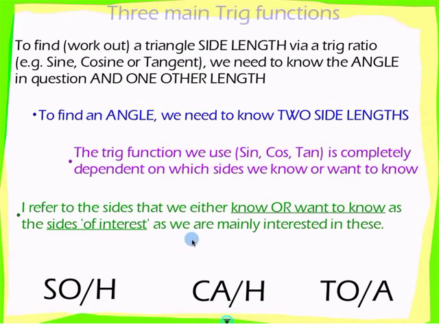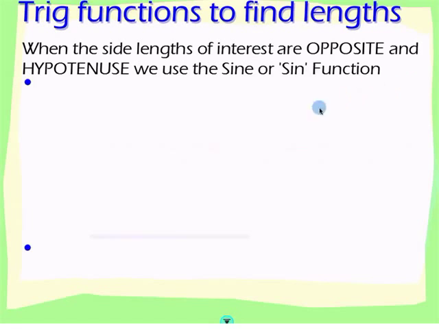And I call the sides that we want to know, or that we already know the lengths of, the sides of interest, because the other ones aren't relevant to us. Trig functions are to find lengths, or more specifically the ratio of lengths, or how one length of a triangle side changes compared to another length.